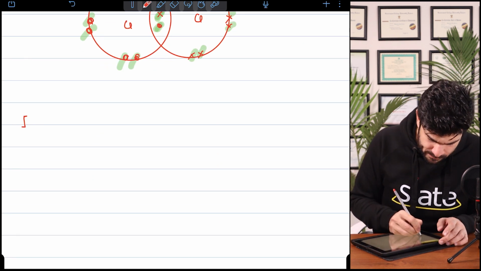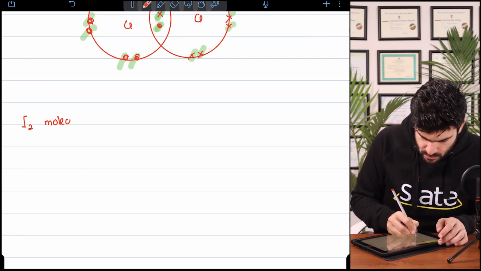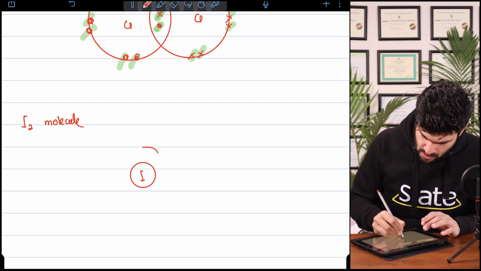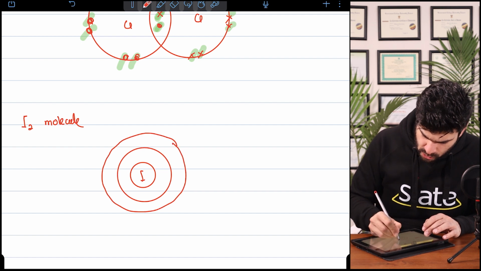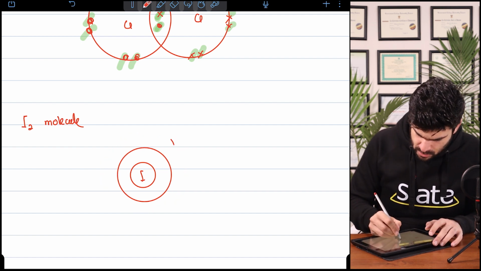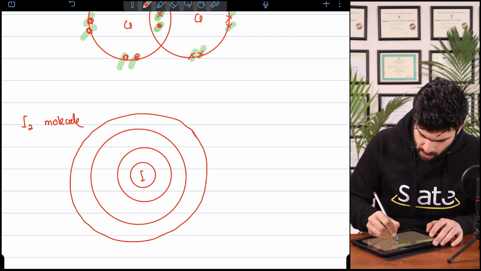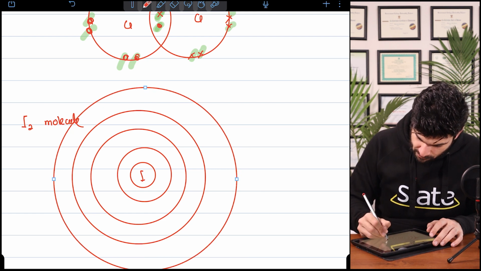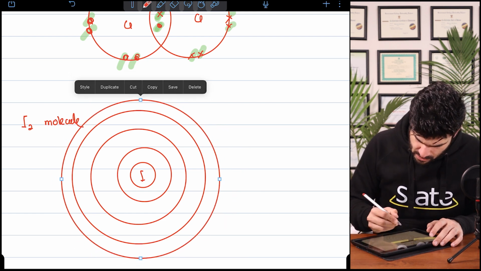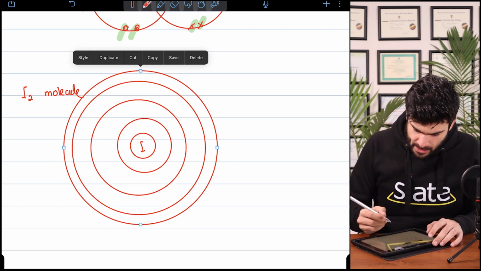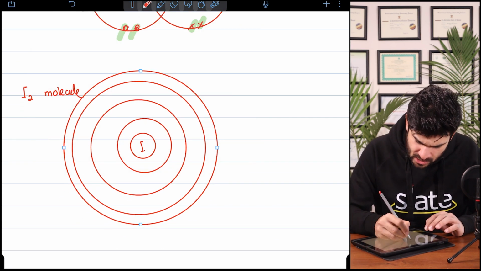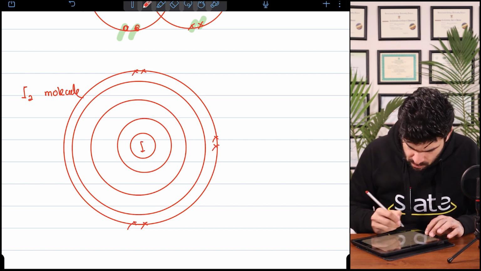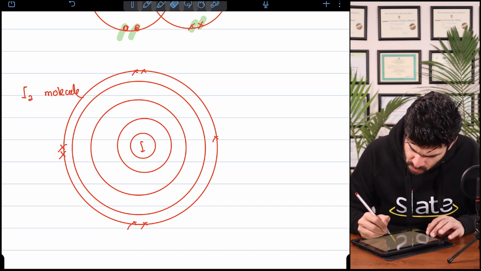For instance, iodine. Two, three, 4, 5. 5 shells for iodine. But it's in group 7. So how many electrons in the outermost shell? 7.